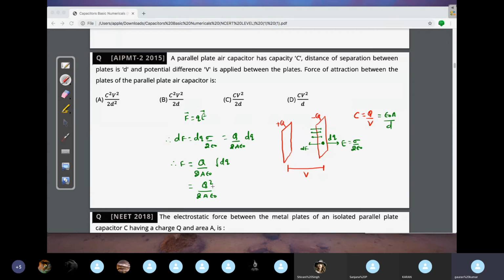First of all, epsilon naught A is not required, so I can use the value from here. Epsilon naught A is nothing but C into d. Q is CV, so we can write C square V square upon 2 times epsilon naught A. Epsilon naught A is C into d, so one C will cancel from here. What will I get? I will get CV square upon 2d. This is the answer.